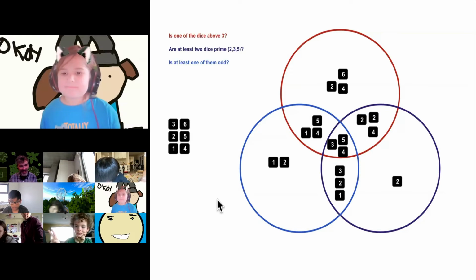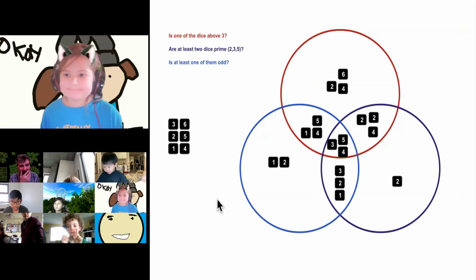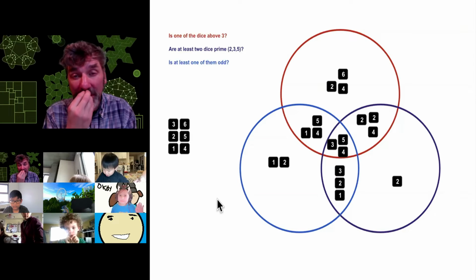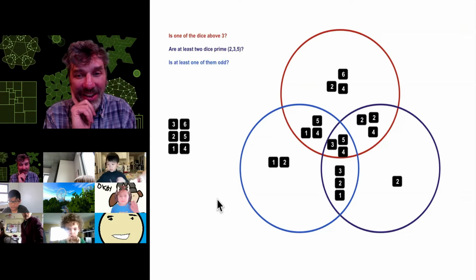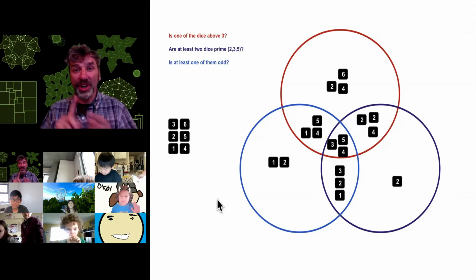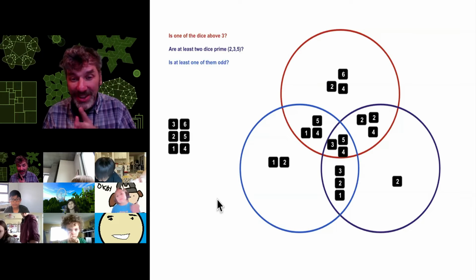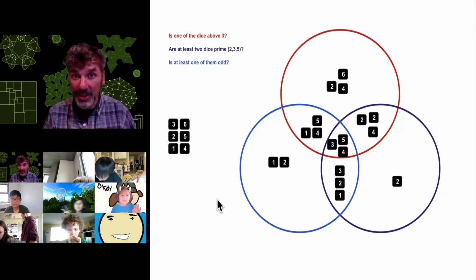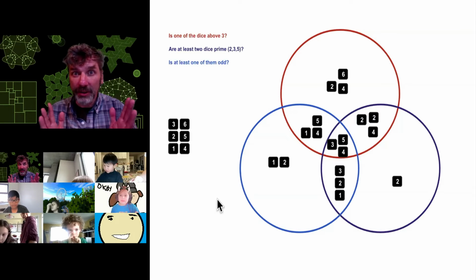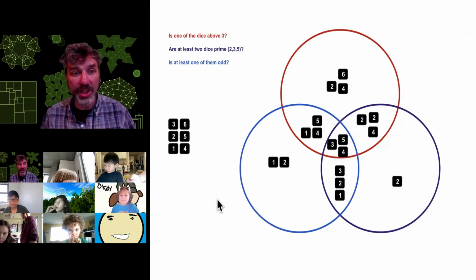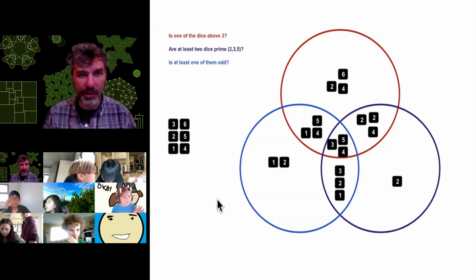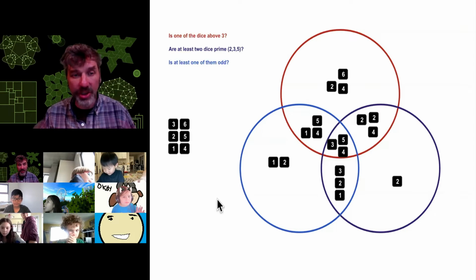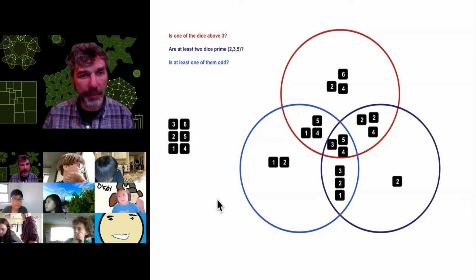Ruta, there's one more region here that many people forget is a region, and that is the region which is not inside the red circle, not inside the blue circle, and not inside the purple circle. It's the region for which the answer to all of the questions is no. Do we have at least one set of dice roll that the answer is no for everything?